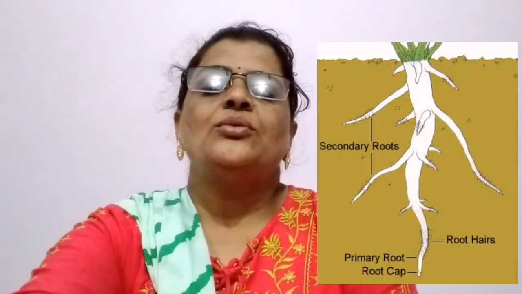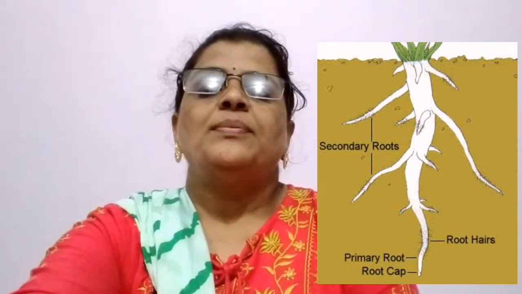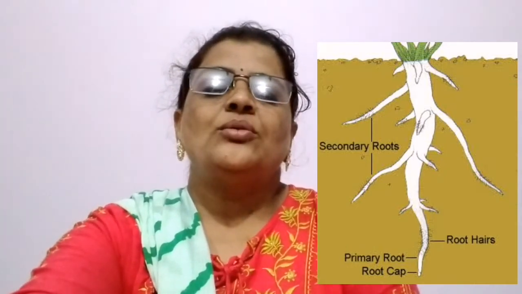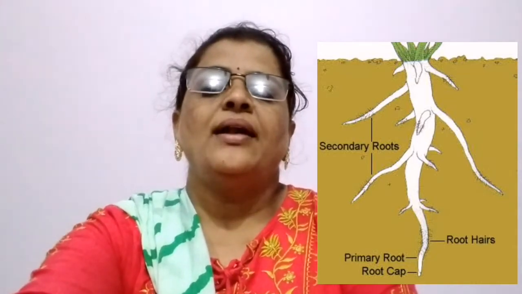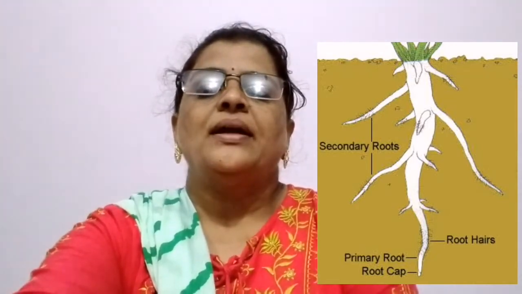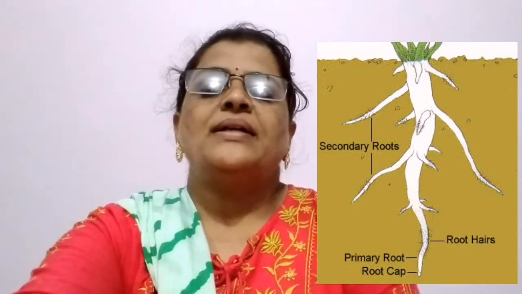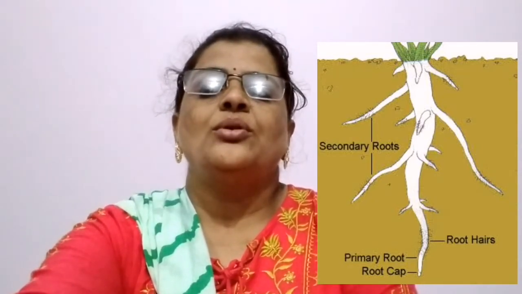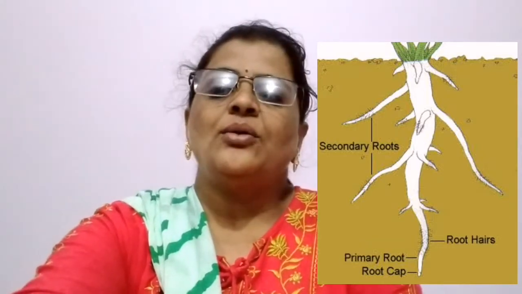Students, roots are of two types. The first type of root is a tap root. Observe this diagram. Tap root has many parts. The first part is a primary root. The parts of taproot are primary root, secondary root, root hair, root tip and root cap.